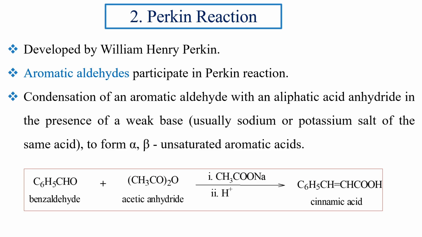Here in this reaction, the base is selected in such a way that it should be an alkali salt, that is, sodium or potassium salt of the same acid as that of the acid anhydride. You can observe clearly here that the weak base, that is sodium acetate, is the salt of the same acid as that of acetic anhydride.